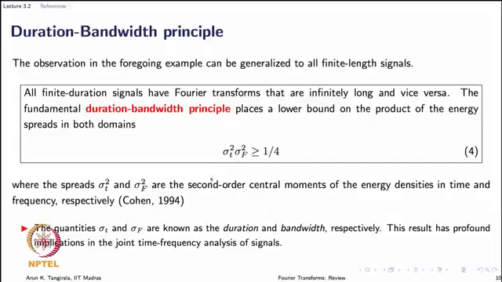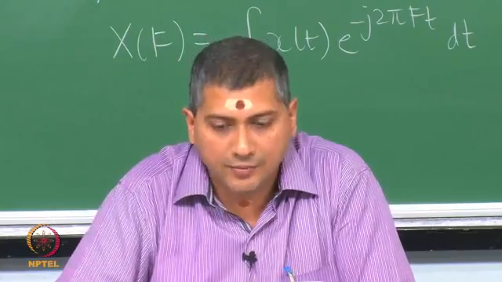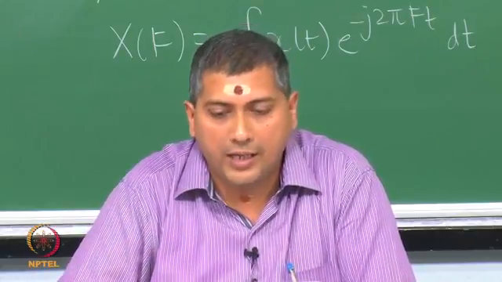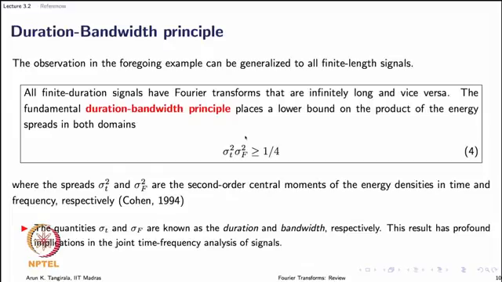And these quantities sigma square t and sigma square f are not exactly the duration. The sigma t is the duration, sigma square t is the second order central moment of the energy density. Now, we start to see the utility of defining energy densities. The energy densities can be viewed in a similar fashion as probability density functions. So, sigma square t is the second order central moment of the energy density in time, and sigma square f is the second order central moment of the energy density in frequency.